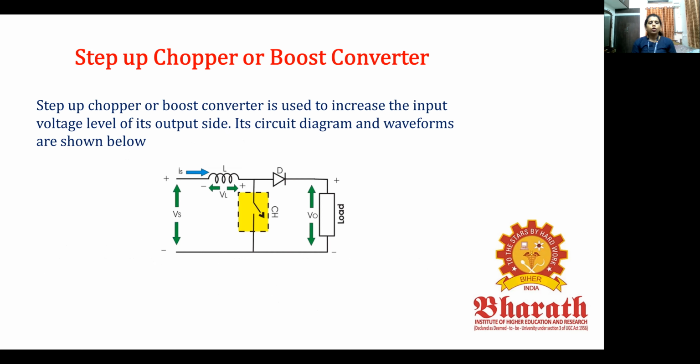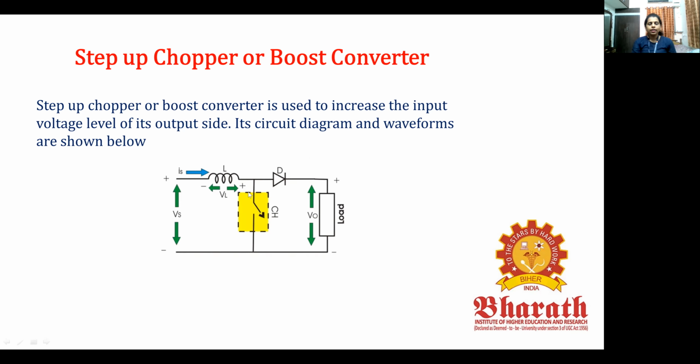So here my output voltage will be greater than the supply voltage. That's why we call it a boost converter. A step up chopper or boost converter is used to increase the input voltage level on its output side. Say for example, as in the previous case, if I give 10 volts, I can get a voltage between 10 to 20, that is a maximum of twice the input. So that is the logic behind this step up chopper.